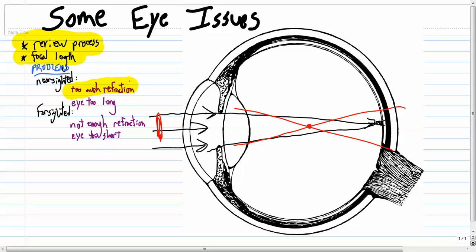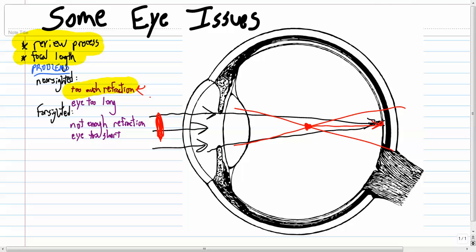So if you have too much refraction going on, then your focal distance is too close to the lens, too close to the front of the eye, so you can only see objects that are really close to you, because when you bring an object close to the eye, this point moves back to where we want it, back here.